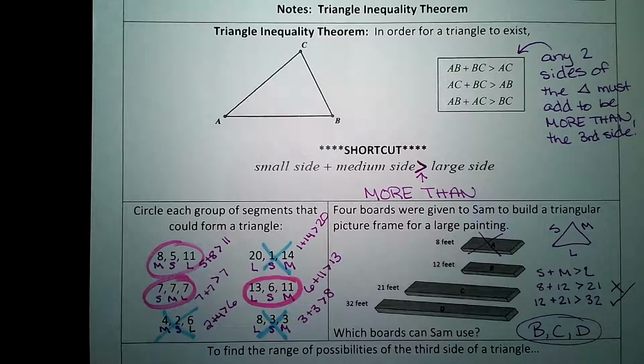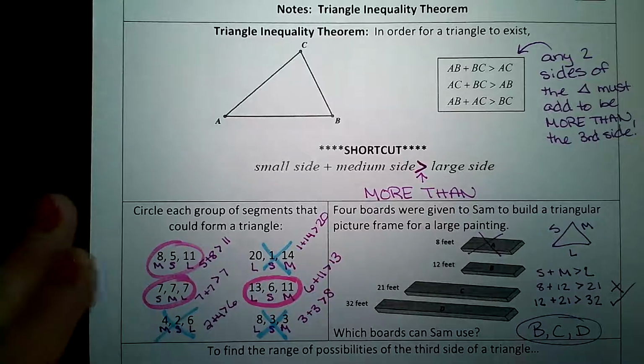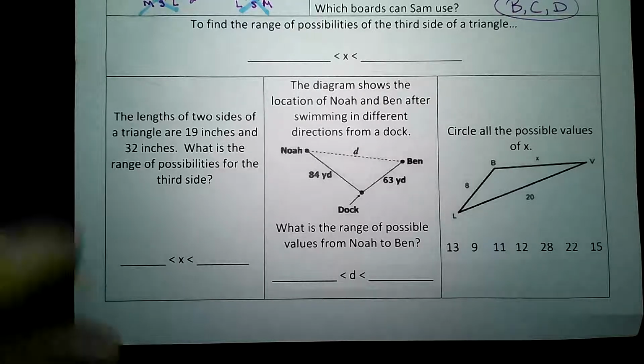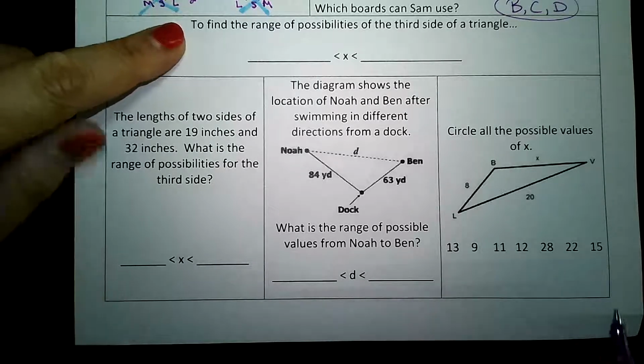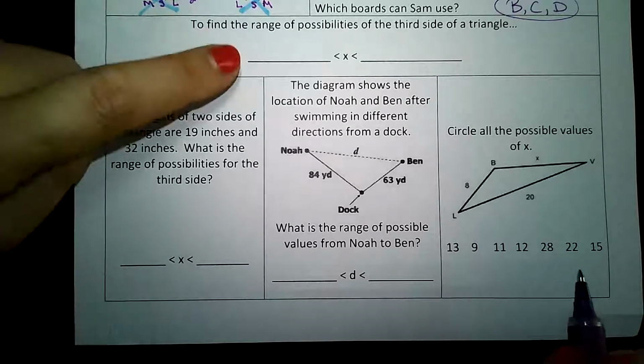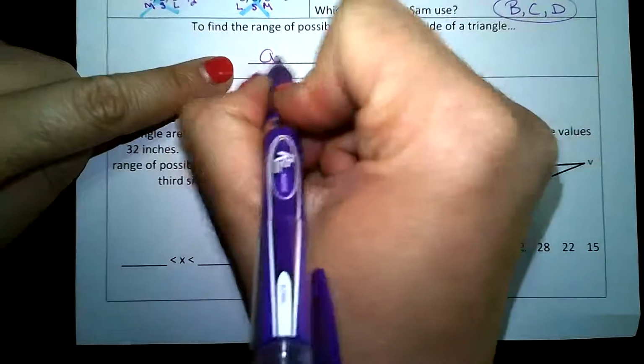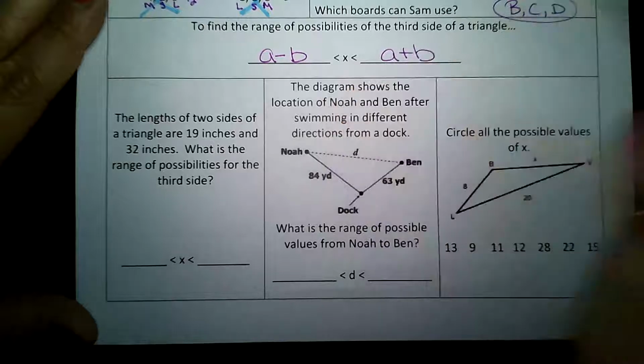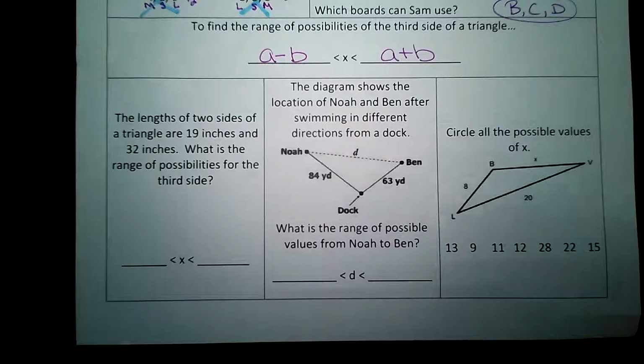In this half of the lesson, we've been given all 3 side lengths, and we've been trying to decide if they were good lengths that would build a triangle. In the second part of our lesson, we're only going to be given 2 of the side lengths, and it's going to be our job to find the range of possible values for the third side. To do that, it's super simple. To find the lowest end of the range, all you do is subtract the 2 numbers. To find the highest end of the range, all you do is add the 2 numbers. Let me show you what I'm talking about.